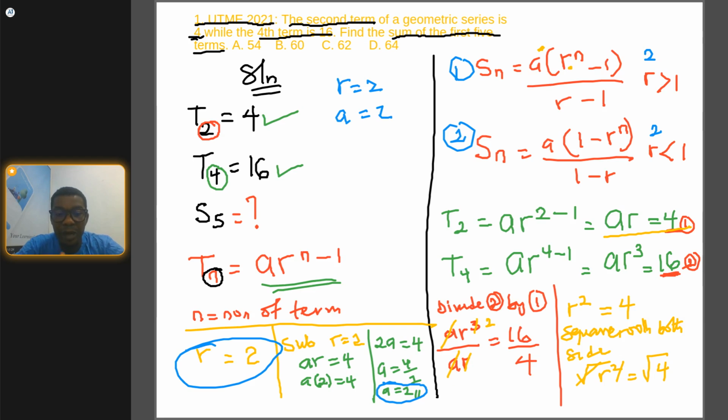After we've gotten R to be equal to 2, we said there is a condition to use each of these formulas. When R is greater than 1, you use formula 1. When R is less than 1, you use formula 2. So which of the formulas are we going to use?